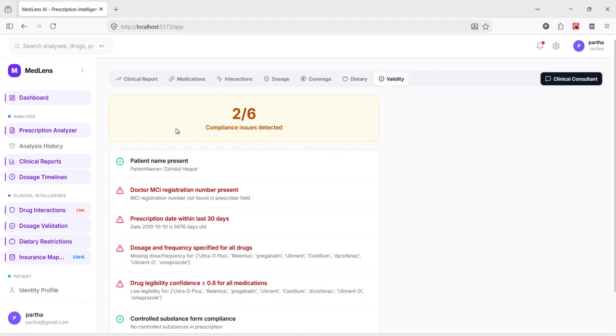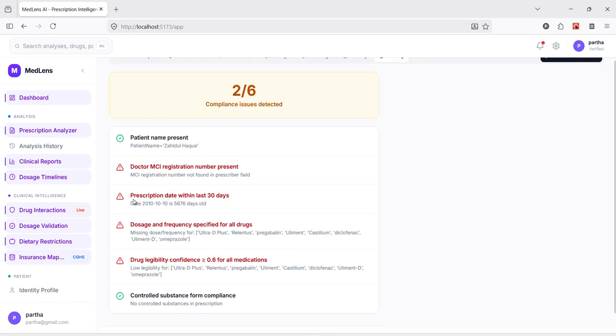Validity tells us how many of our compliance issues were properly passed and how many of them were rejected. The first thing that it checks for is the patient name, which was present, but what was missing in our prescription is the doctor's registration number given by the Medical Council of India, and the prescription date. The uploaded prescription was in 2010, which means that the last time it was prescribed was not within 30 days. So another flag is raised.